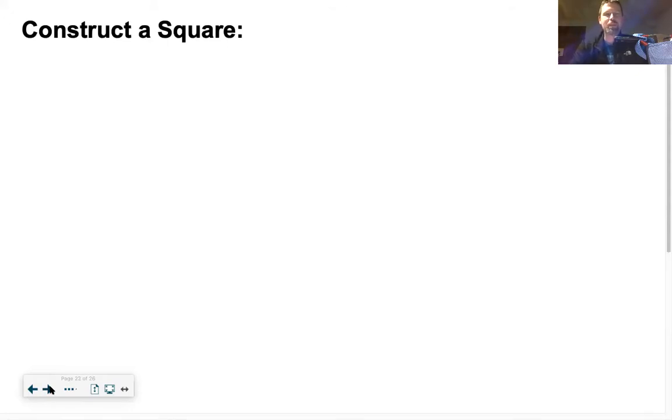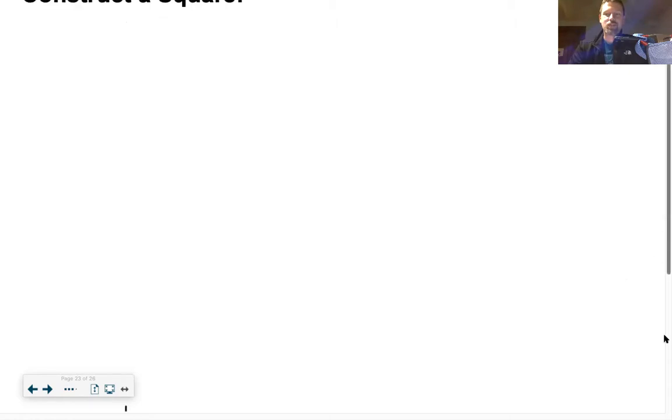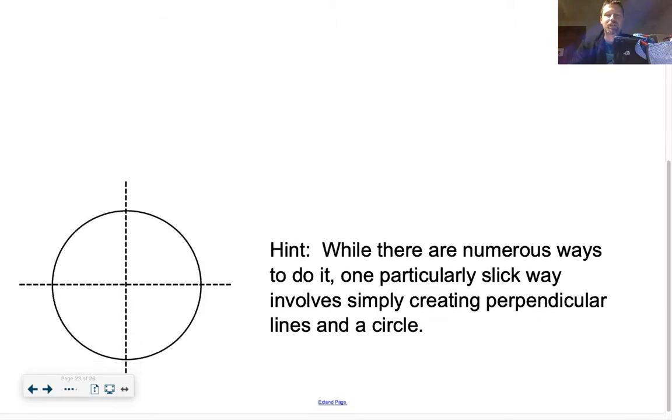Most of you guys could probably figure out how to construct a square without me. You know how to construct a 90-degree angle. You're going to need that perpendicular bisector. You could probably come up with a way to make a square. In fact, it'd probably be a good thing to pause this video now and give it a try yourself before I even show you. However, if you want, there is a particular slick way to make a square. While there are numerous ways to make a square, one particularly slick way involves simply creating a perpendicular line inside of a circle. So that's the way I'm going to make my square.